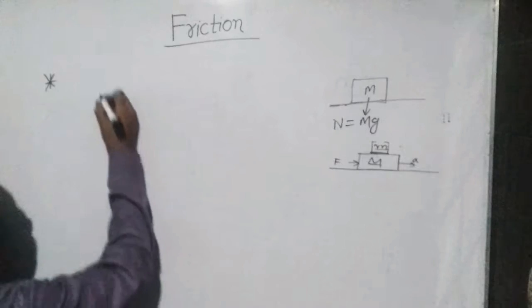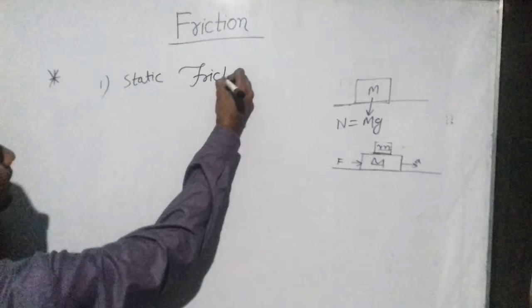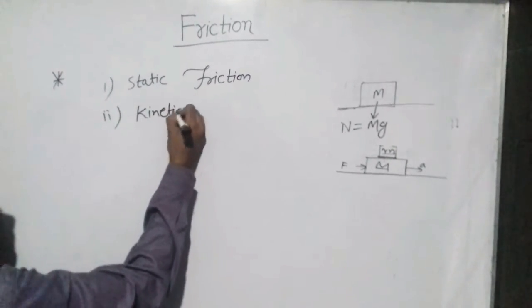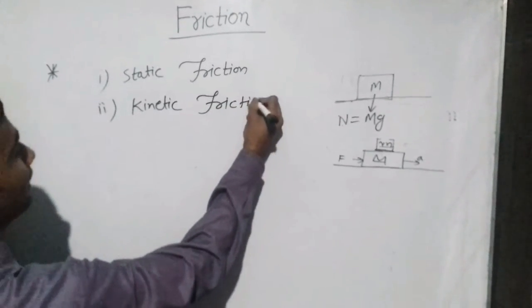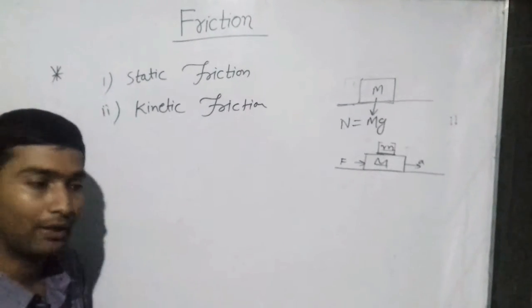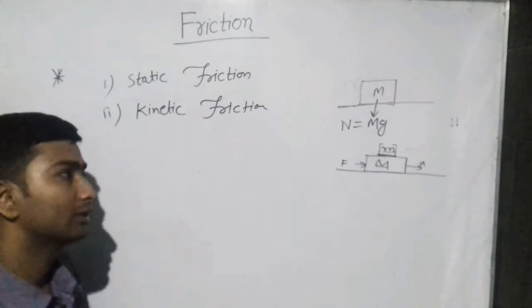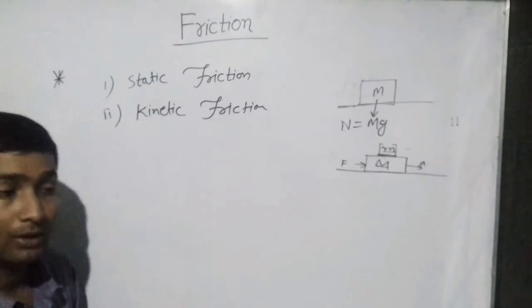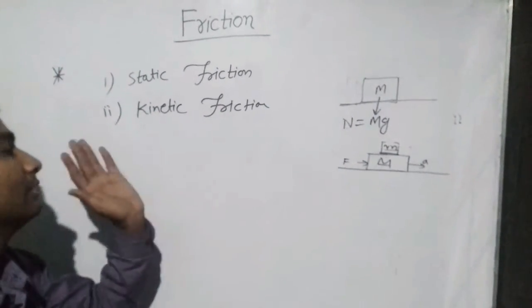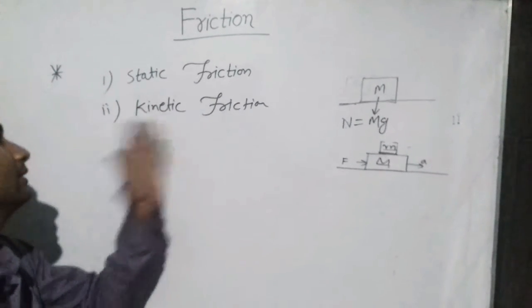Now friction force is of two types. The first is static friction and the second is kinetic friction. Let's take an example. We have a box, and we are applying force on it. We come across that if we apply a lesser force, then the body will not move. But if we apply more and more force, then at some point the body will start to move. So we have two types of friction: static friction and kinetic friction.